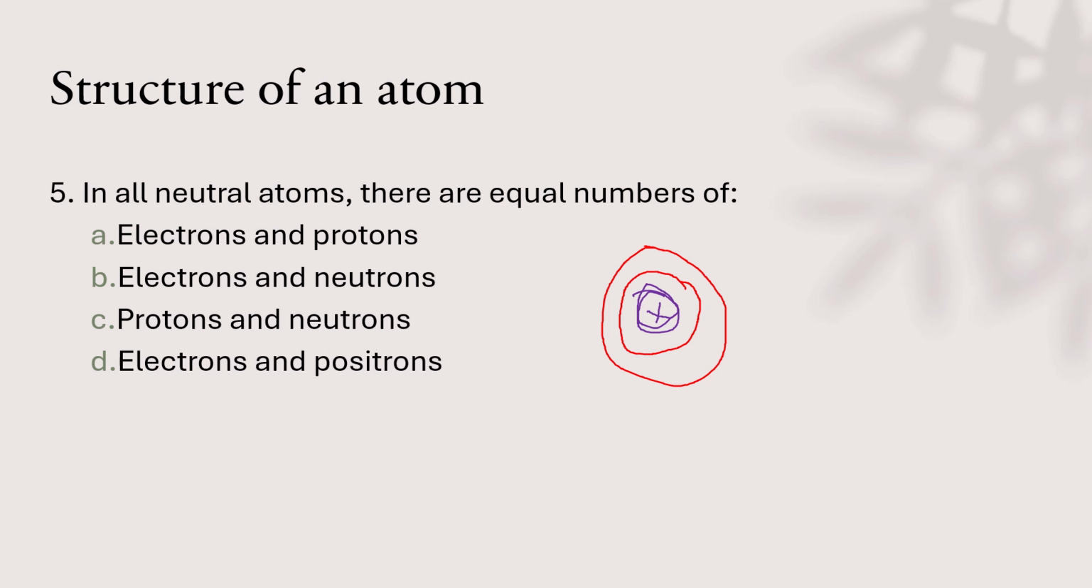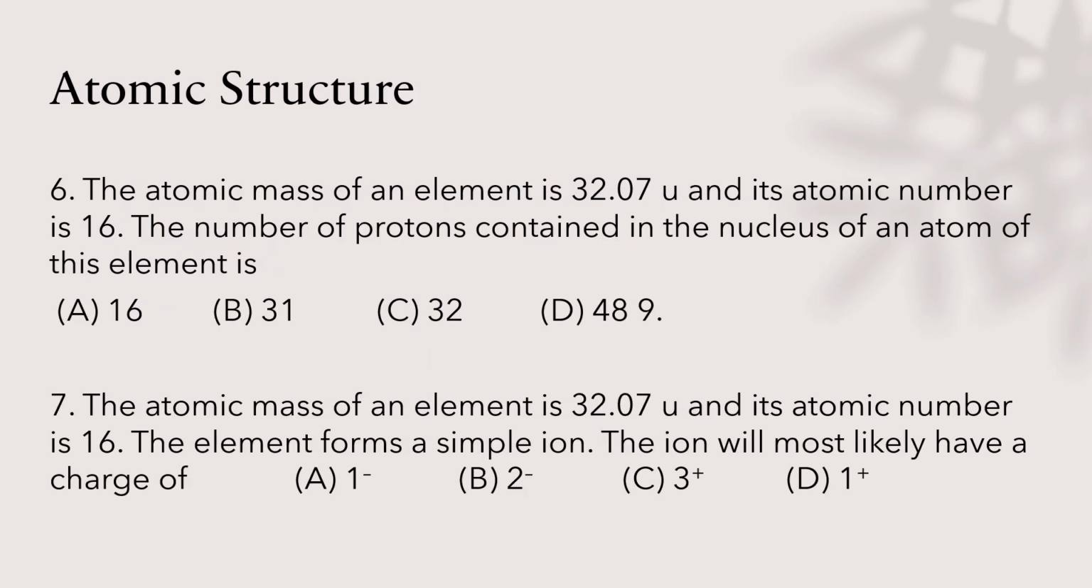So for a neutral atom, we're looking at the 2 subatomic particles that have charges. And the 2 subatomic particles that have charges are electrons and protons. So those need to be equal in order for the atom to be neutral. All the others are incorrect. This last one is trying to trick you, as you can see in choice D, because it says positrons instead of protons. So just be aware of those tricky questions.